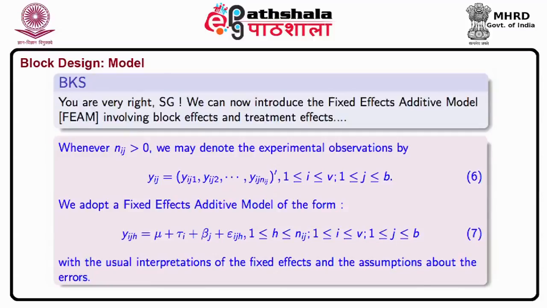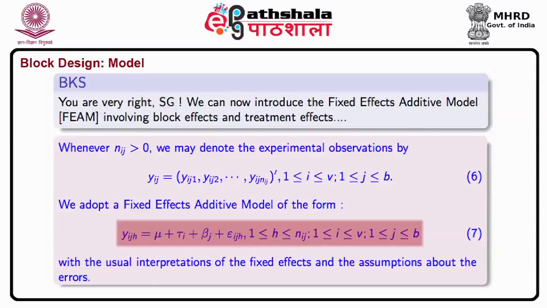So provided this is positive, we may denote the experimental observations specific to this ij combination as Yij as a vector, Yij1, Yij2, up to Yij Nij. So that whenever Nij is positive, I know there are so many observations, experimental units corresponding to the combination ij, therefore so many observations have been generated.